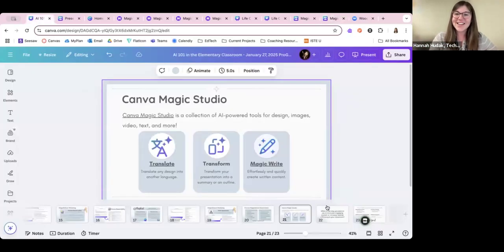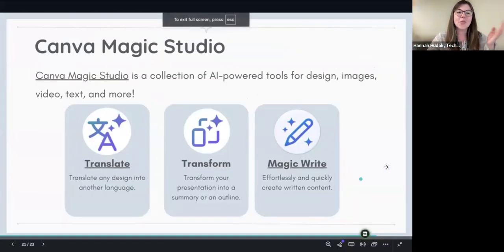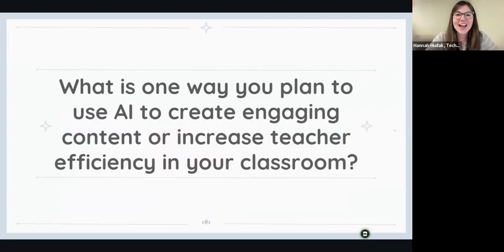Excellent. All right, now that we've gotten a chance to take a look at how we can use both Magic School and Canva Magic Studio to help with creating engaging content and increasing our teacher efficiency, what I am interested in hearing from you is what you plan to do using AI to create engaging content or increasing teacher efficiency in your classroom. This time, instead of the chat, I am actually going to share a WooClap link with you.